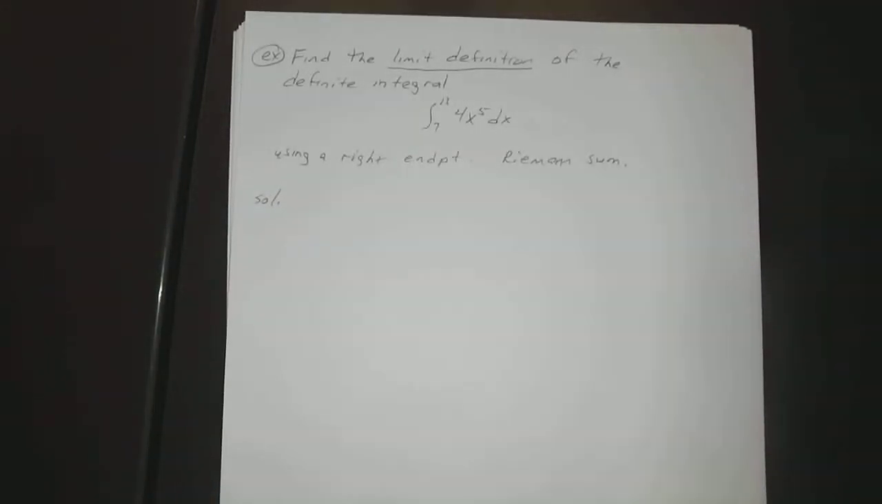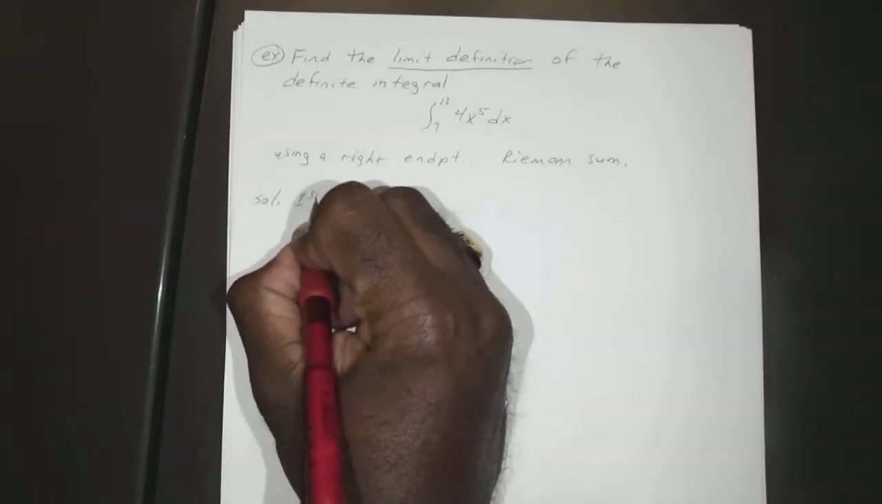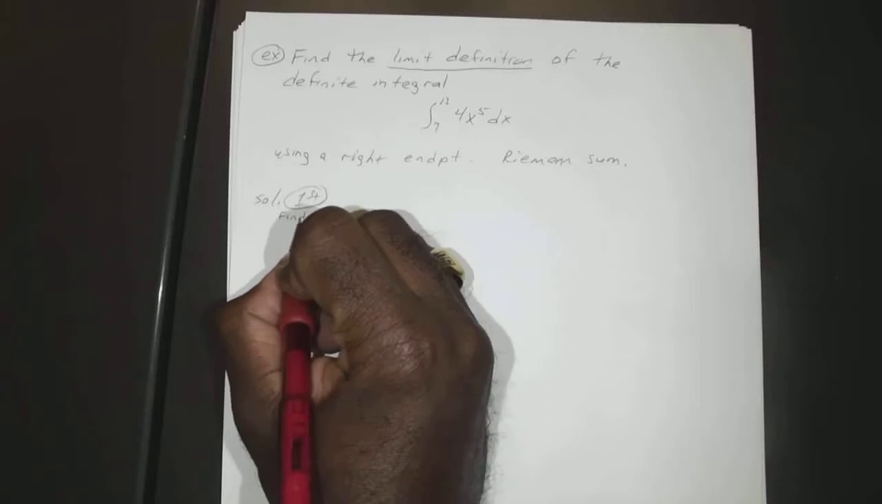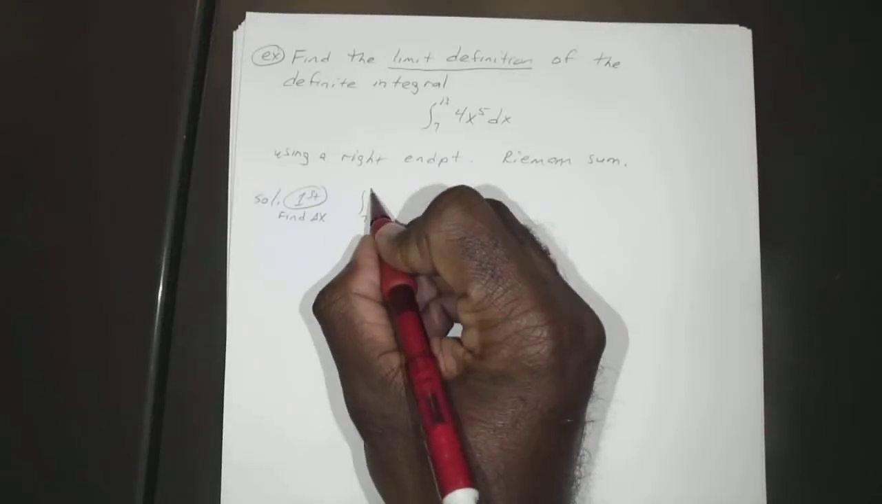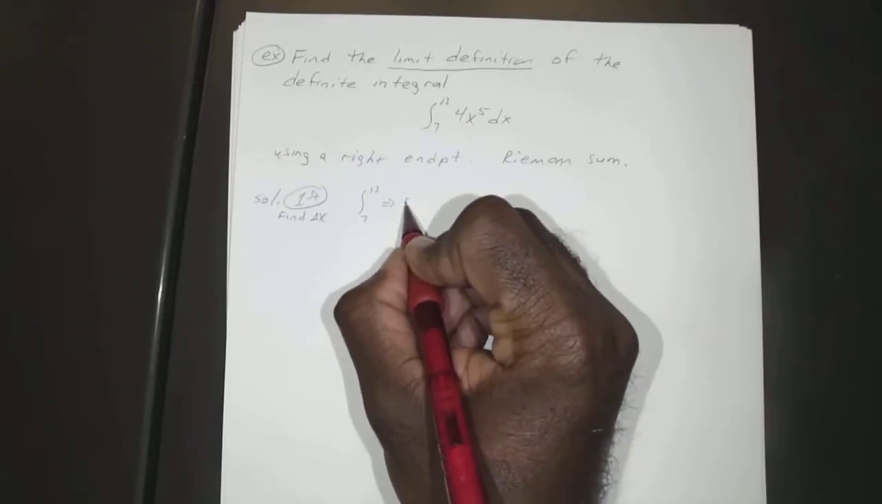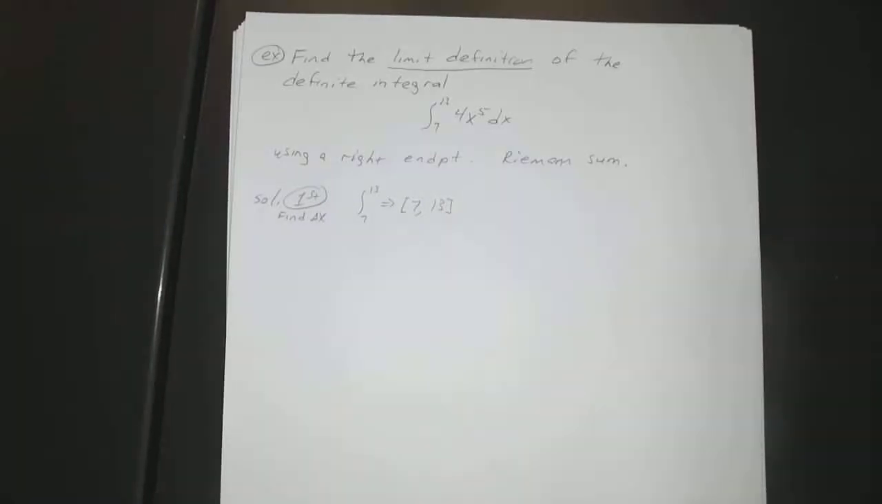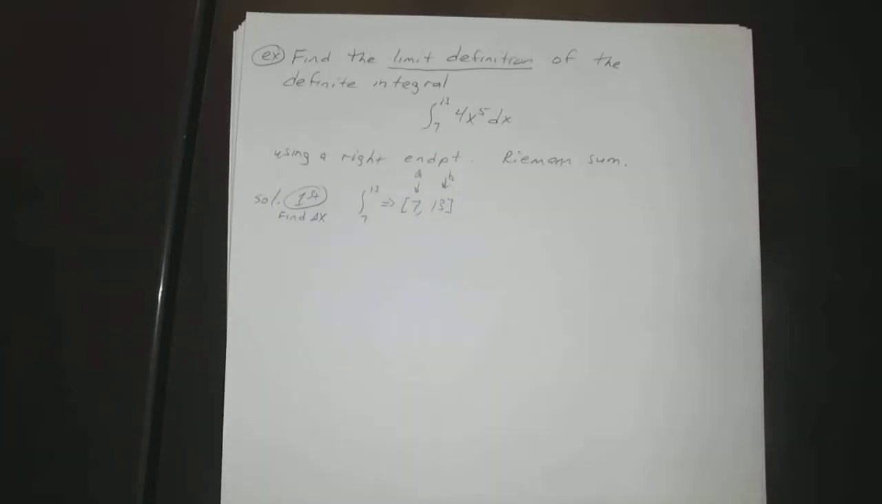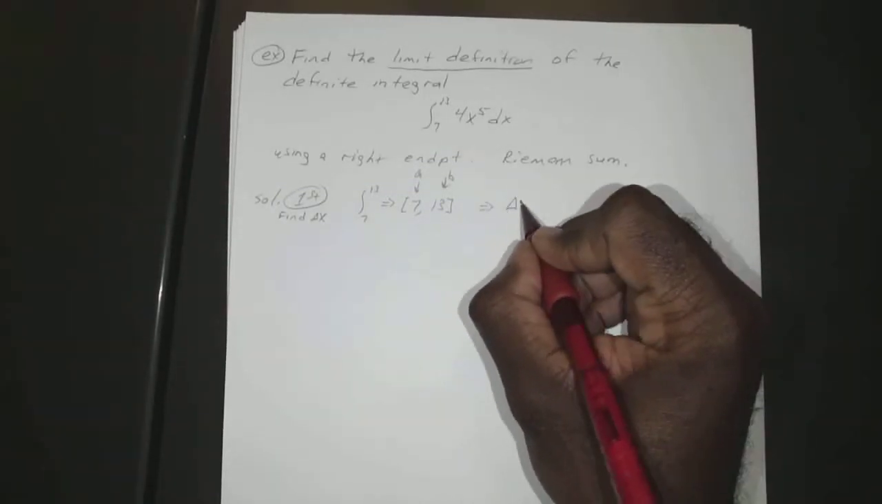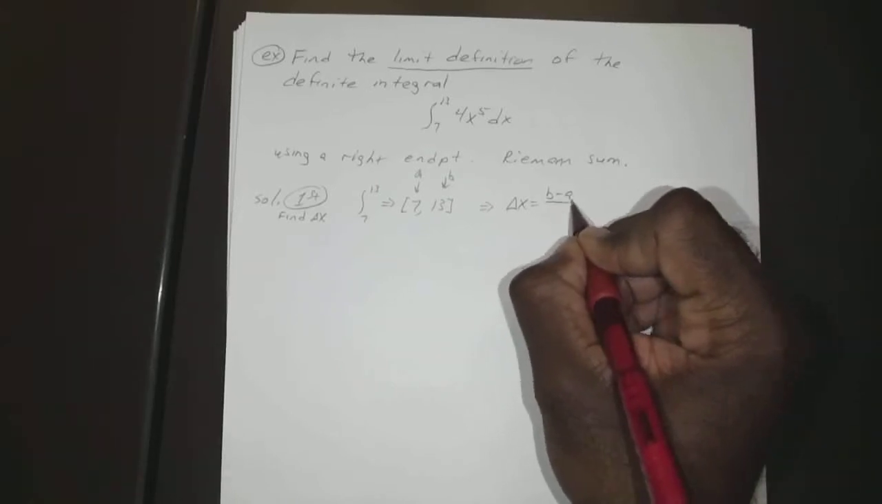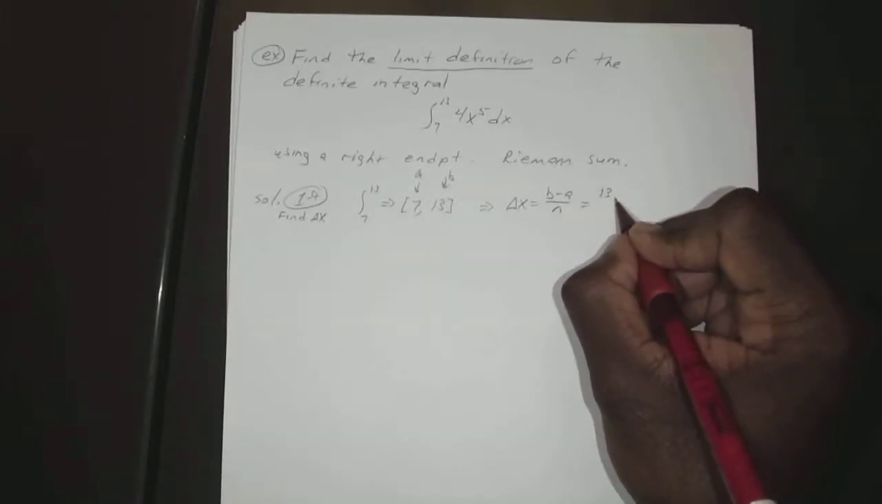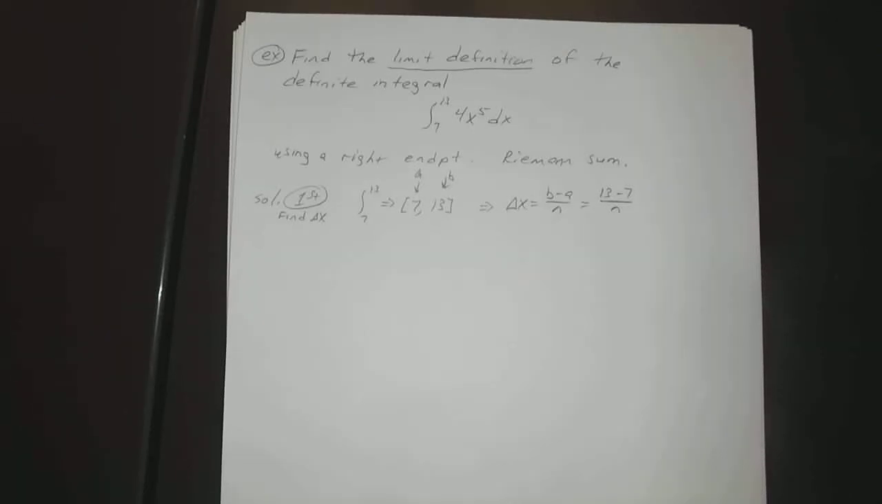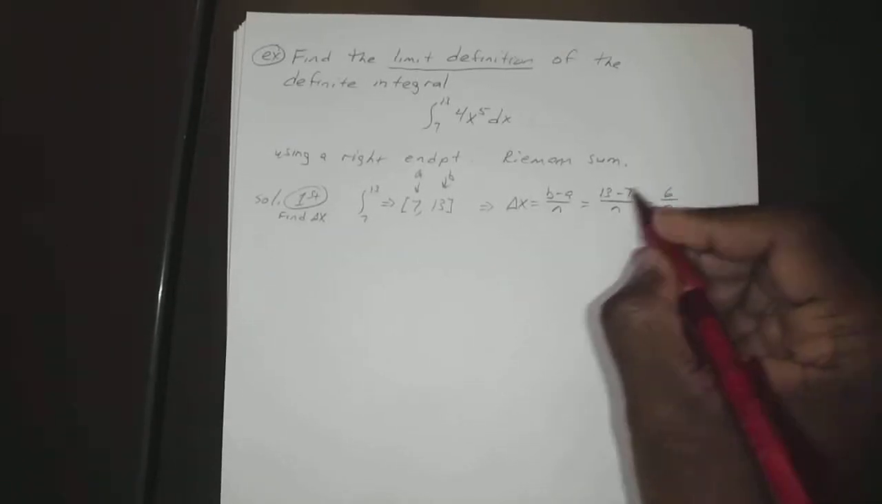Now the first step is just the same as the other two. You're going to look for your delta x first. So we know that the integral from 7 to 13 has a equal to 7 and b equal to 13. So our delta x, which is b minus a over n, is equal to 13 minus 7 over n, which is 6 over n.